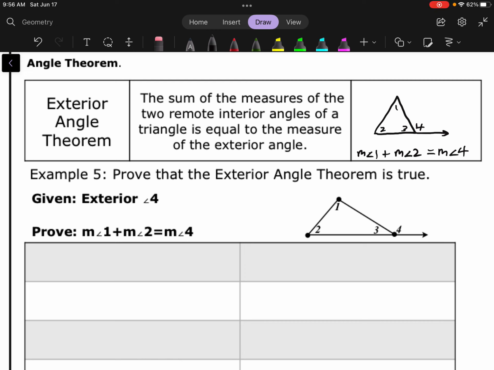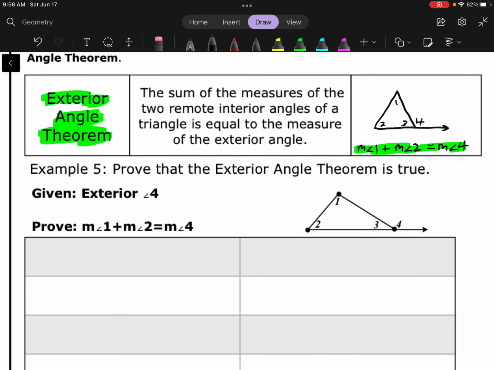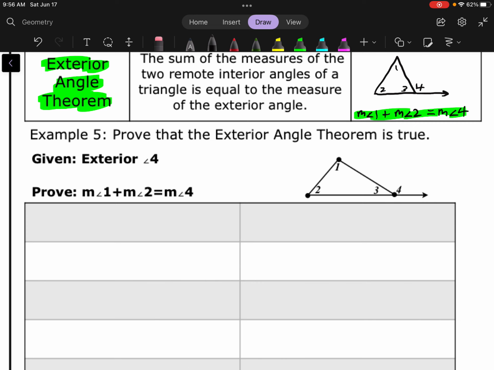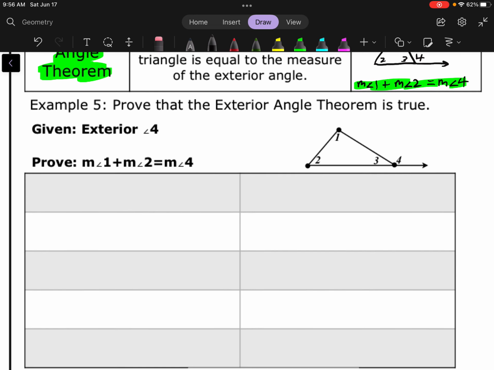So the exterior angle theorem is going to say 1 plus 2 equals 4. Which sounds funny because 1 plus 2 doesn't equal 4. But in terms of the angles, yeah, it does. Okay, so now what we're going to try to do is prove why that is true. It says prove that the exterior angle theorem is true. And what we have right now is just that exterior angle. So the given just says that we've got an exterior angle that's angle 4.